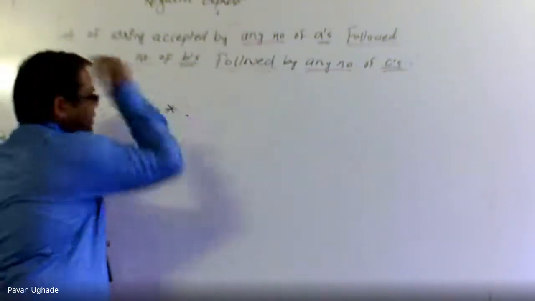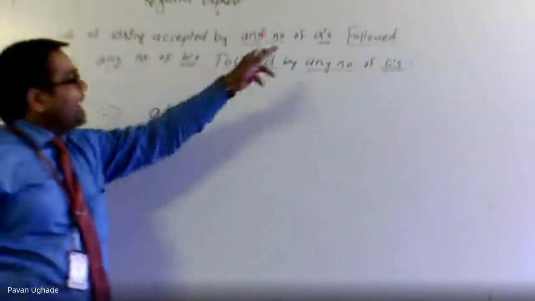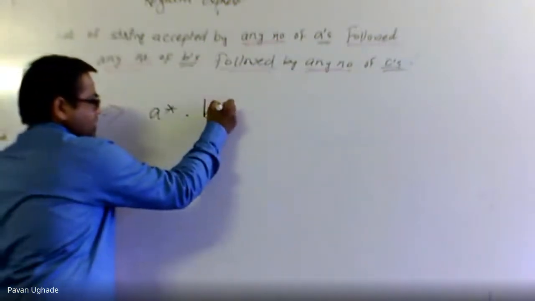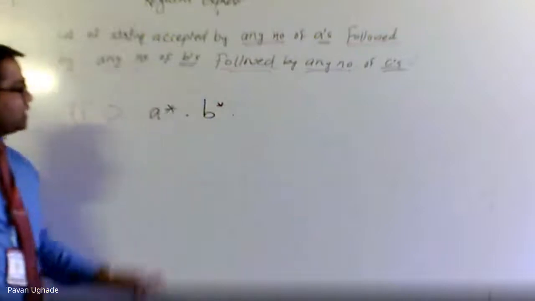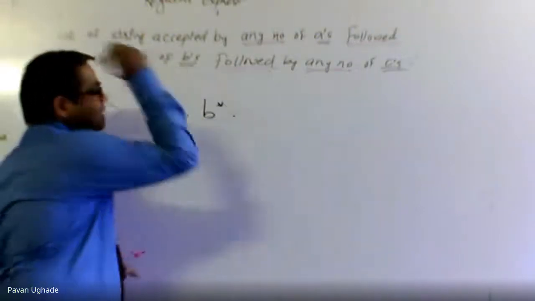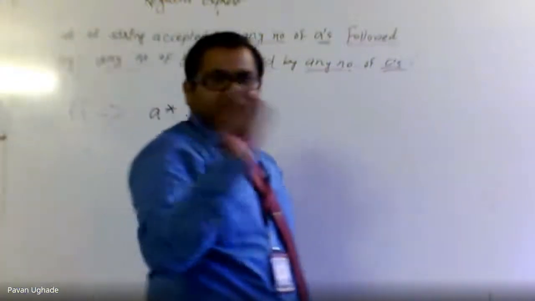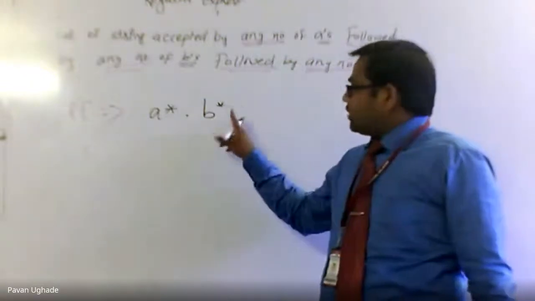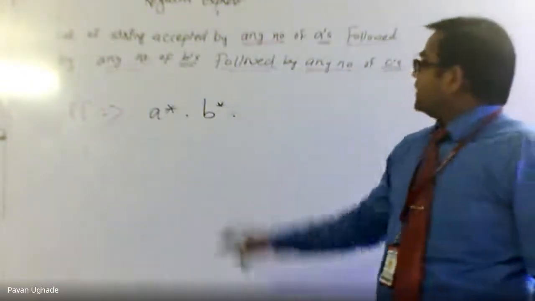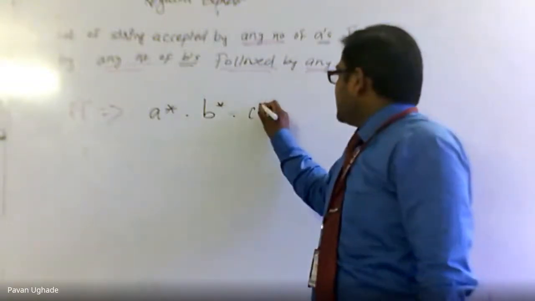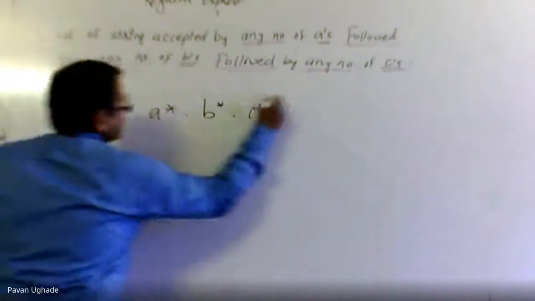Followed by dot, any number of B's. How will you represent any number of B's? Then followed by means you have to understand it is a serial combination. Serial means "and" means dot, you will consider. And followed by any number of C's. So the regular expression that you are going to generate is this one.